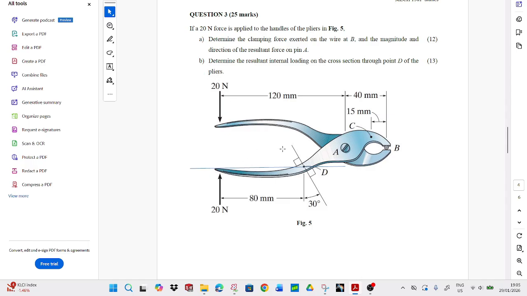So basically, if we take the pliers, after we found A and FB, we would section it and try to find the internal loadings. My advice again is that when you are sectioning to find internal loadings, pick the side which seems the least complex, meaning there's very little loading, because the internal loadings on both sides would be the same. So I'm going to pick the one on the left, which has the 20 newton force, because that's the only force, so it's less complex. If I were to pick the one on the right, I would have to consider the pin force A and the cutting force B, so it seems like a lot more. That's why I prefer to take the one on the left. So that's exactly what I'm going to do.